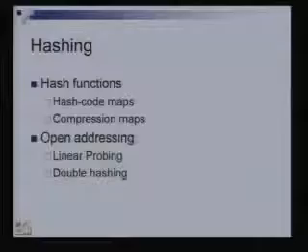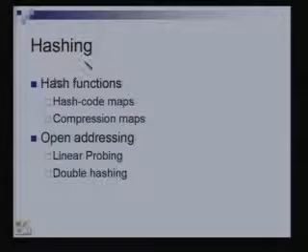Today we are going to look at two other methods for collision resolution, linear probing and double hashing, and we are also going to spend some more time discussing what a good hash function should look like.